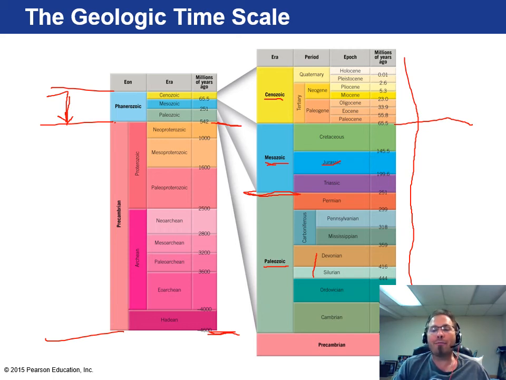There was no life up until about 500 million years ago, excuse me. So there's a lot of information here, and this is what really helps geologists understand what came first, what came second, sort of thing, in the rock record.